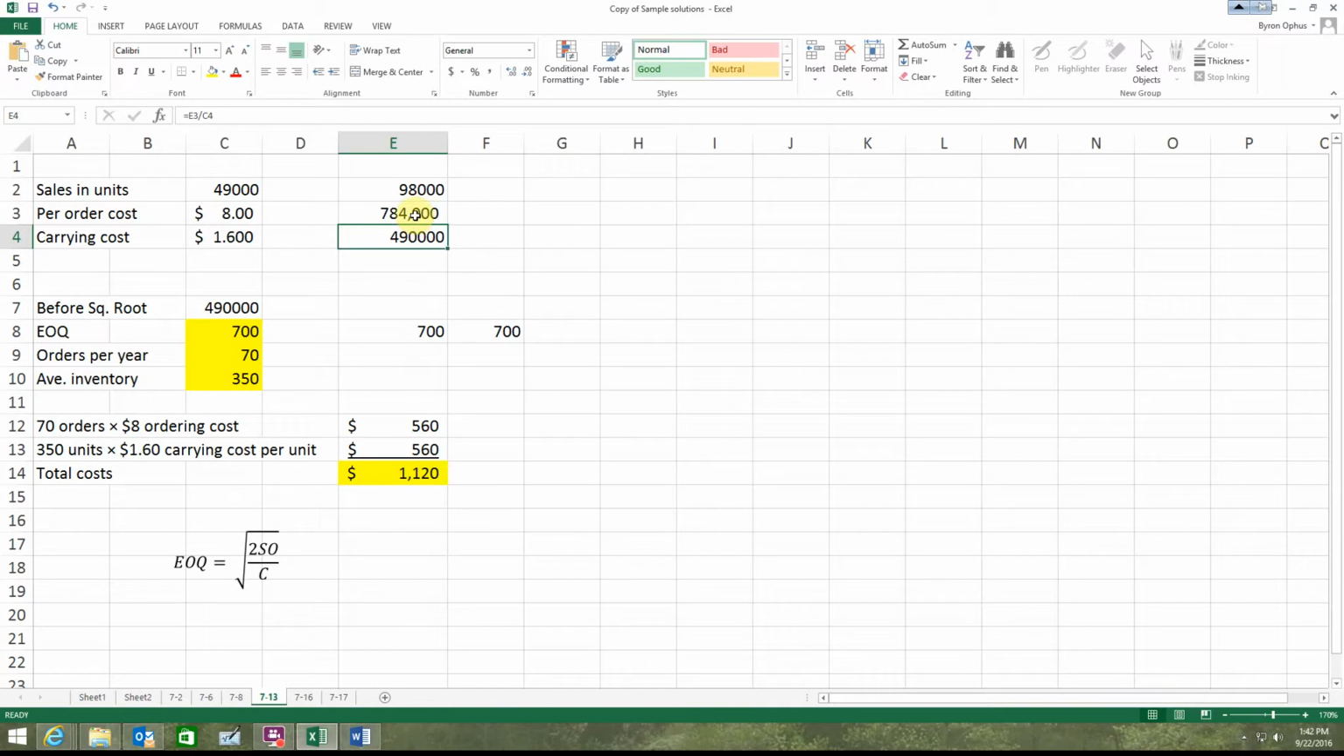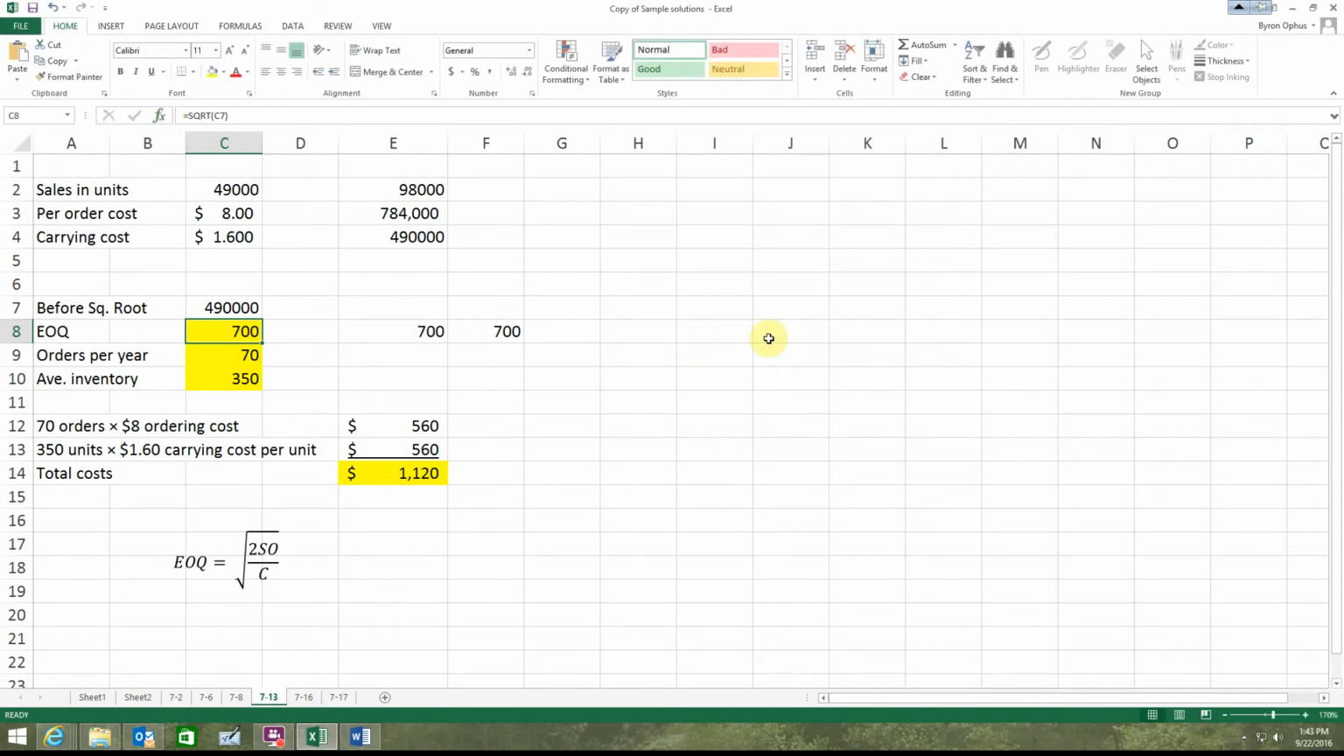So 784,000, but then I have to divide it by C, my carrying cost, which is $1.60 per unit. So this is simply equal to that one divided by my carrying cost. Sorry, I got that backwards. Let's do that again. This one divided by my carrying cost. So I'm at 490,000, right? But now I still have to take the square root of that, and again, we can do that a couple different ways.